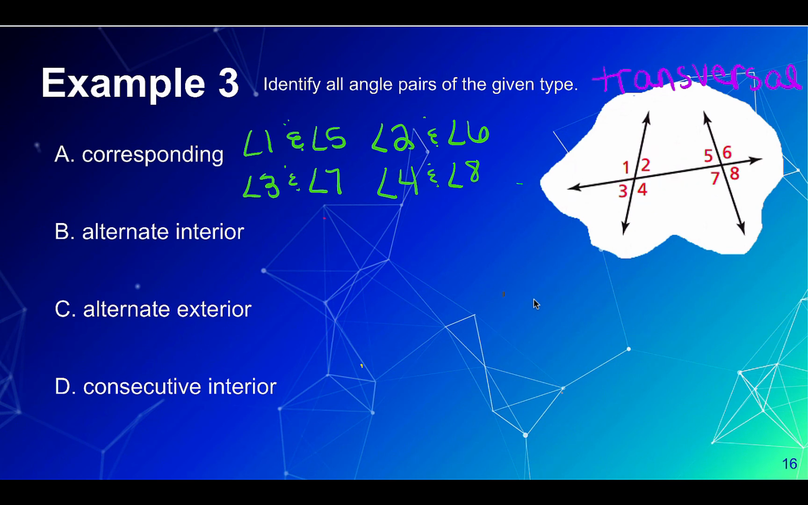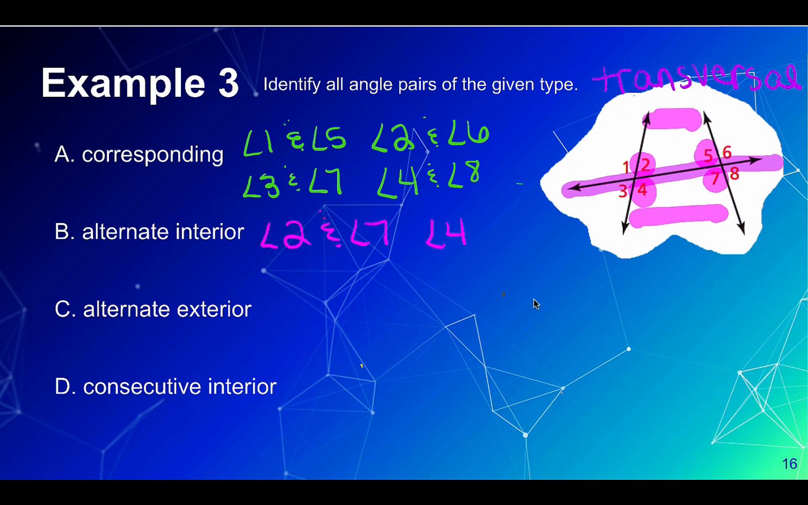Our next sets are alternate interior. So interior is anything in between these two lines. Alternate means they go across the transversal. So angles 2 and 7. And then our next set is 4 and 5. Angle 4 and angle 5. Alternate interior.